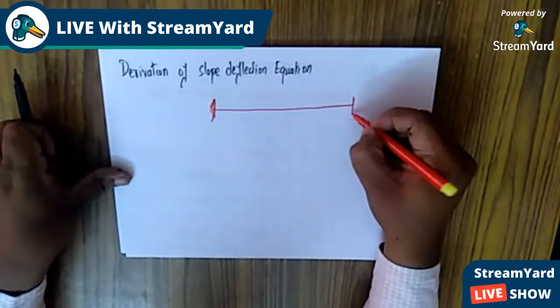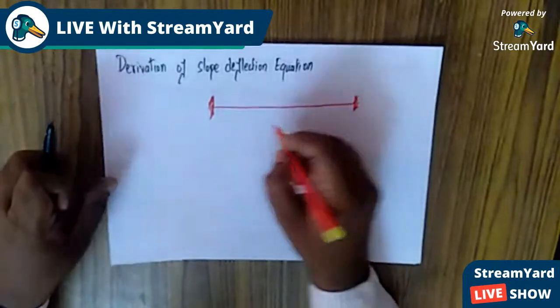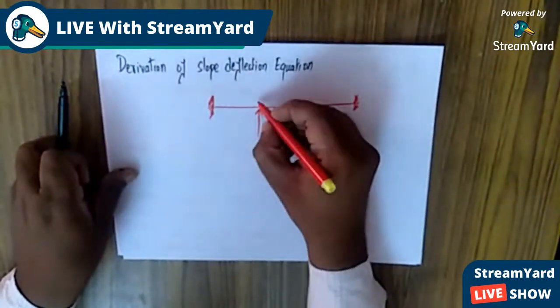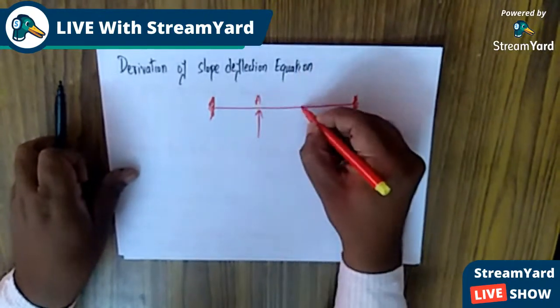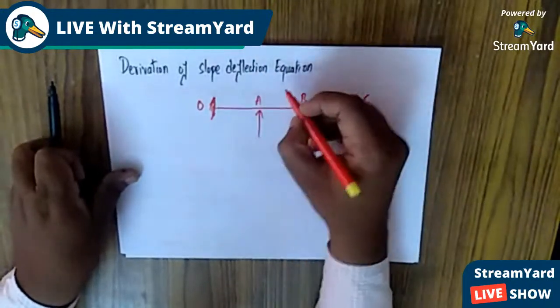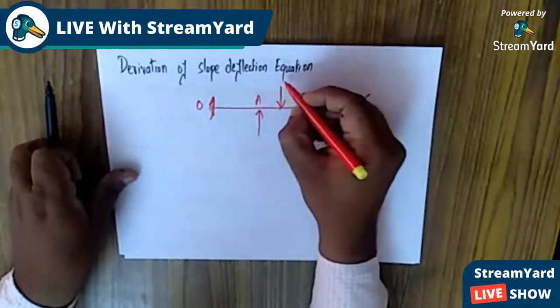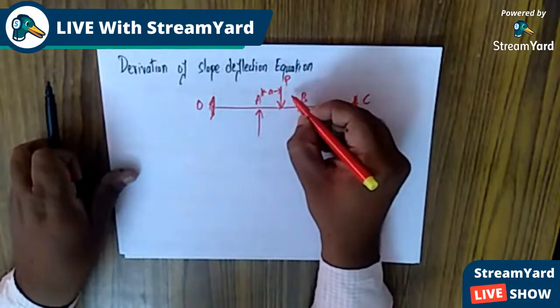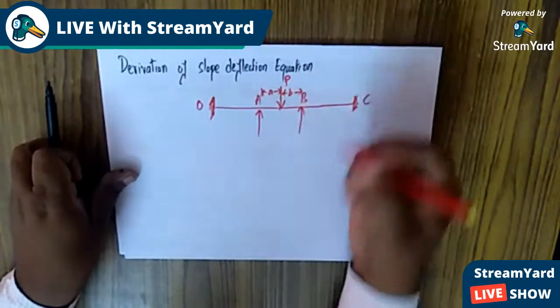I am considering a continuous beam having fixed ends, and there is a span AB in between. Let a point load act in the span AB at a distance small a from A and small b from B.